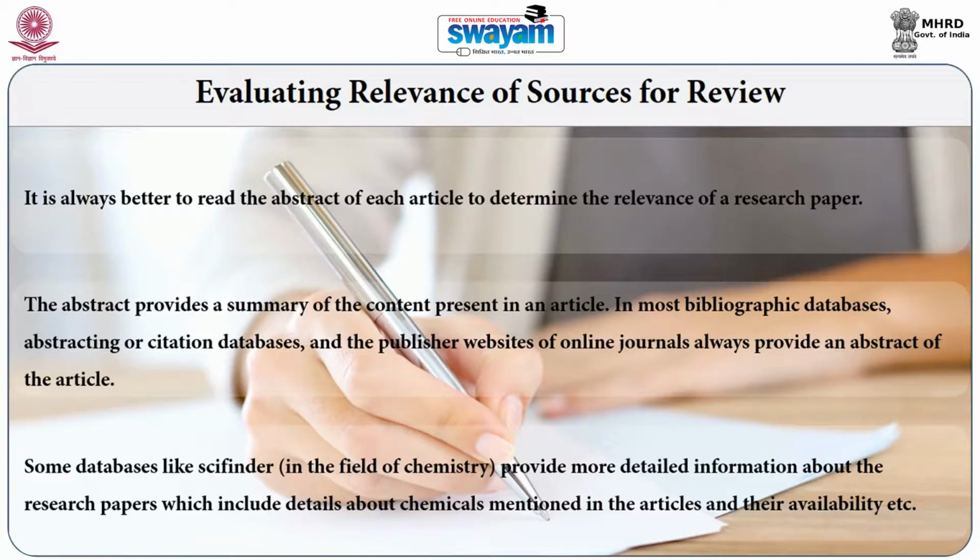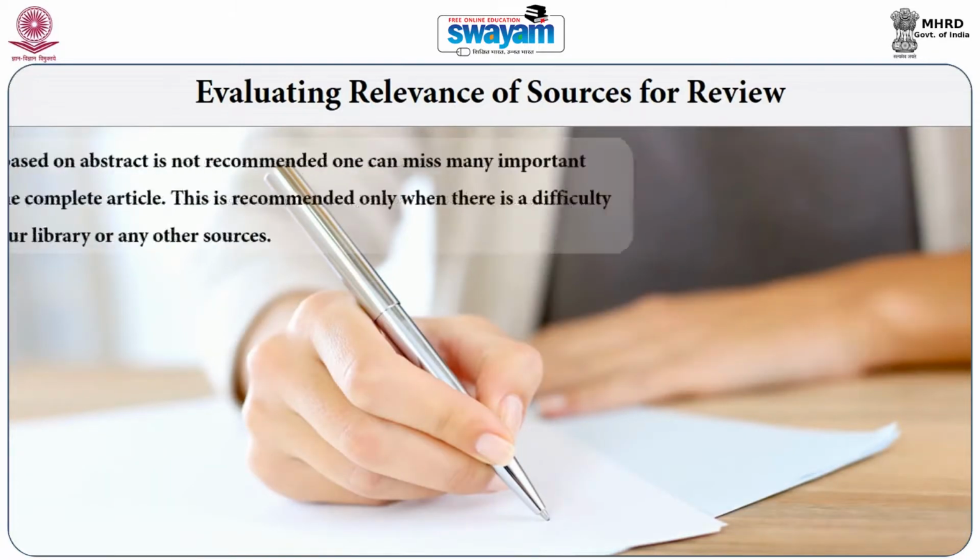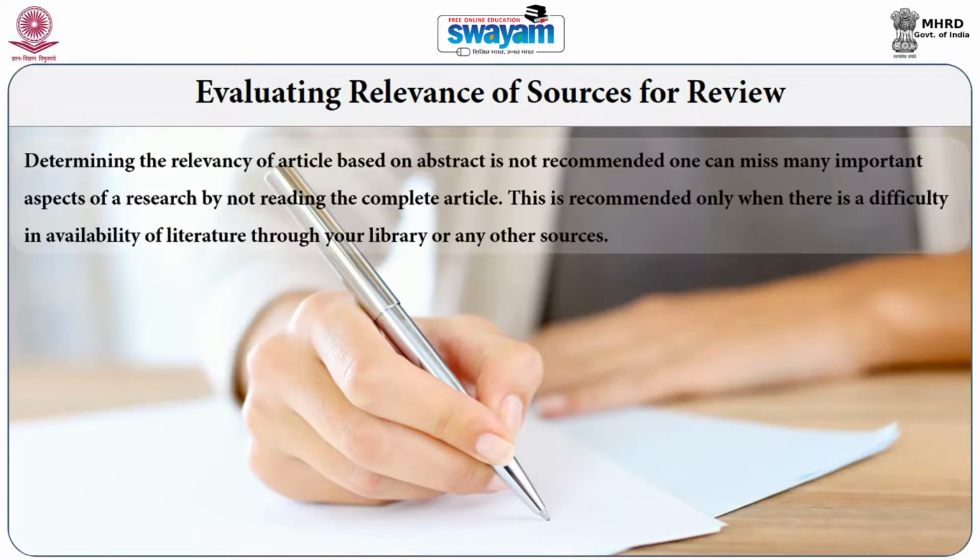While going through those different databases and searching the results, you should always first evaluate those papers based on the abstract, so that you can filter out specific references from the thousands of results that you have retrieved from electronic sources. However, determining the relevancy of an article based on the abstract alone is not always recommended, because if you have excluded something based on the abstract, you may find something useful in that article later, after going through the full text.